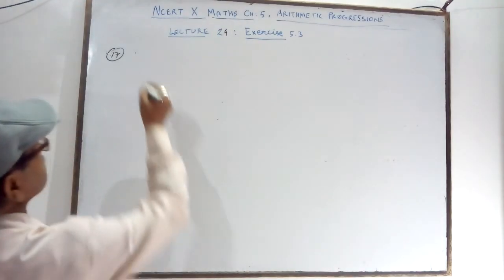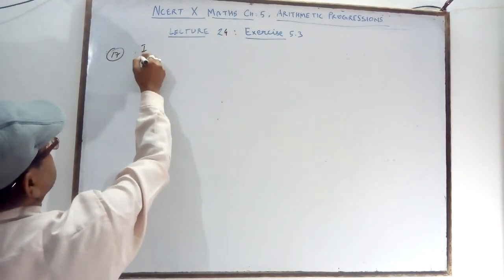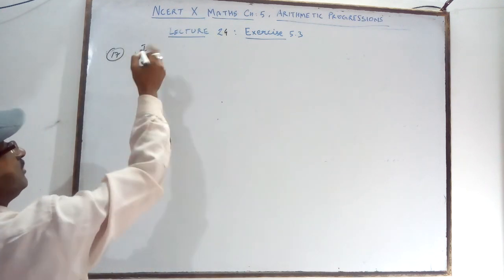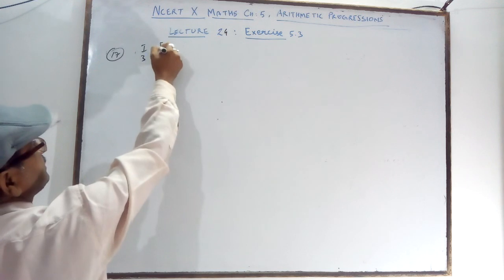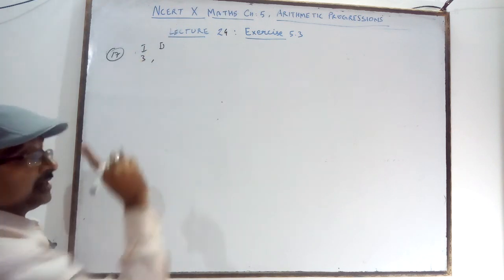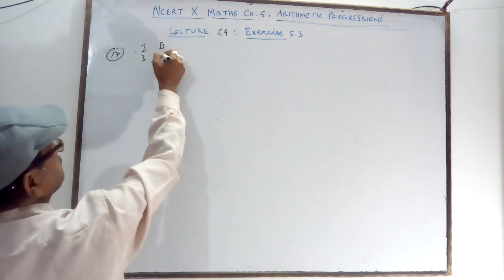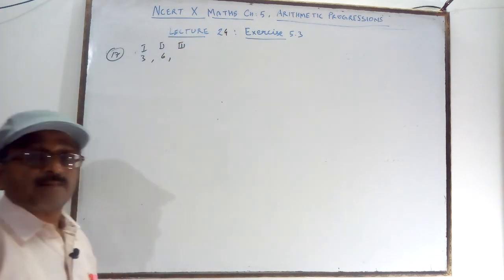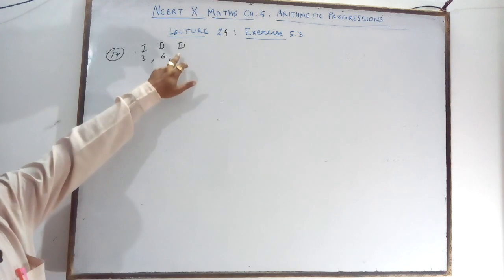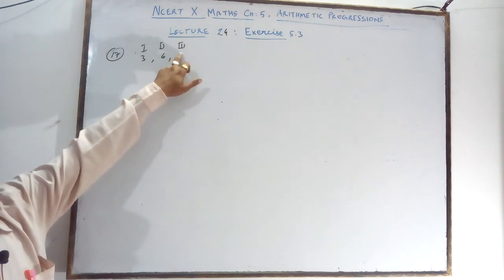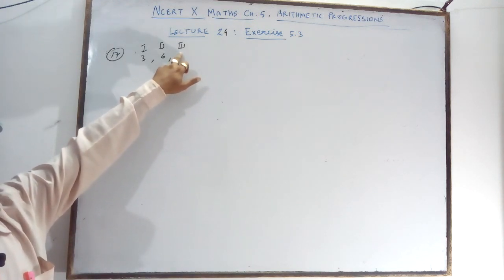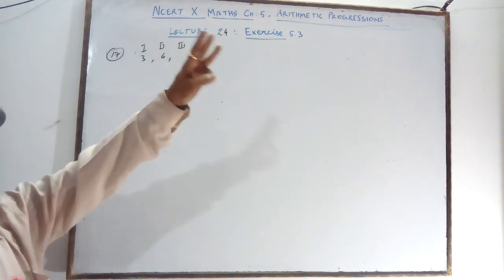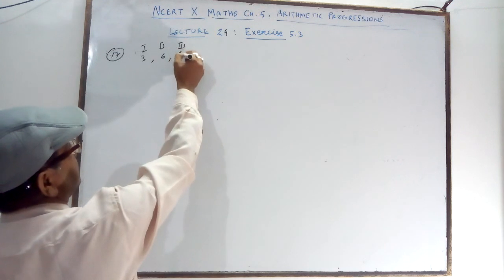Class 1 has 3 sections, 1 tree per section, so 3 trees. Class 2 will plant 2 by each section, so 2 into 3, that is 6. How many will the third class plant? There are 3 sections, and each section plants the number of the class, so 3 into 3 is 9.